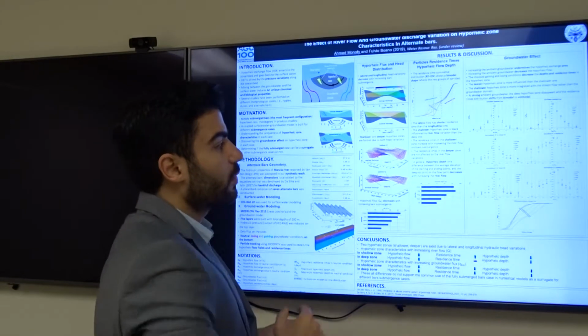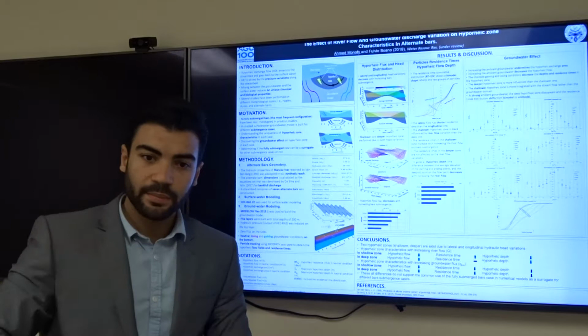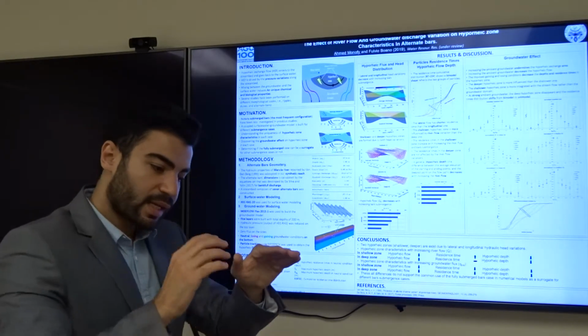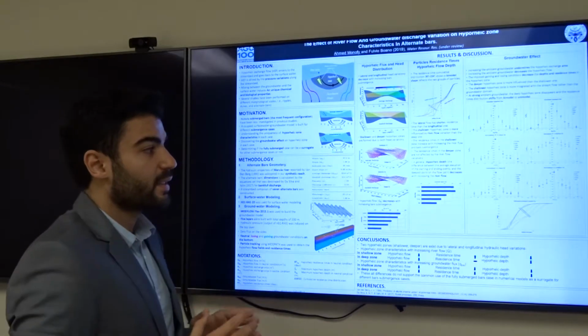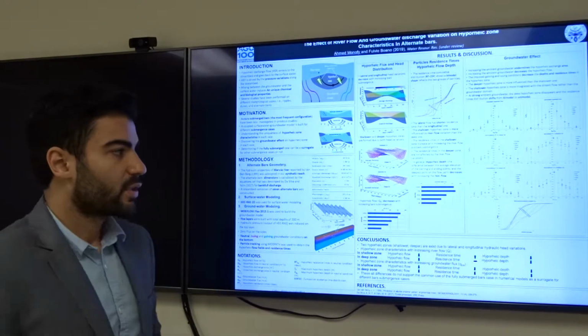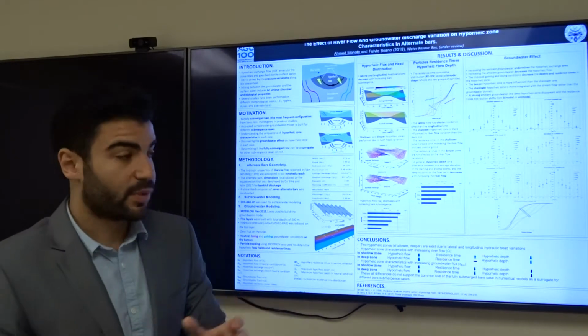And also when we look at the residence time and the depths, we see in both deep and shallow zones, the hyporheic depths and the hyporheic residence time decrease, but they decrease at different rates. That's why we have to look at them separately.